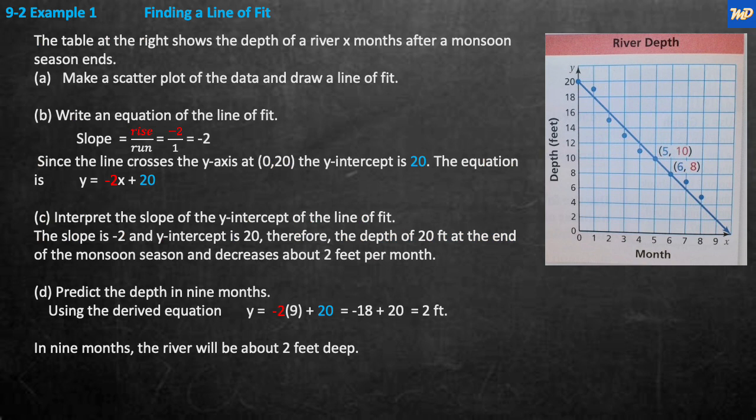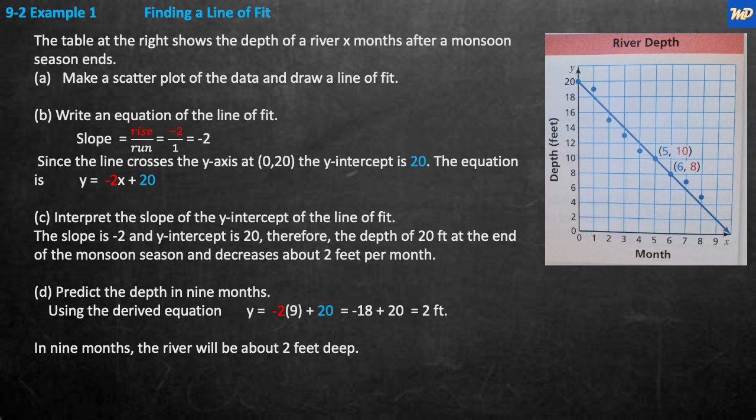In Example 1, it says finding a line of fit. They've given us the data. You see the table. The title of the table is river depth: the depth of the river in feet on the y-axis and months on the x-axis. It says the table at the right shows the depth of a river X months after a monsoon season ends. So monsoons come, you get this heavy rain, and the rivers get higher and higher, and eventually the rain stops. What they're telling us here is that this monsoon stopped, and we have a set of data. How deep was the river when the monsoon stopped? You're going to see that month 0 is the end of the monsoon. When the chart says 0, that's when the monsoon ended.